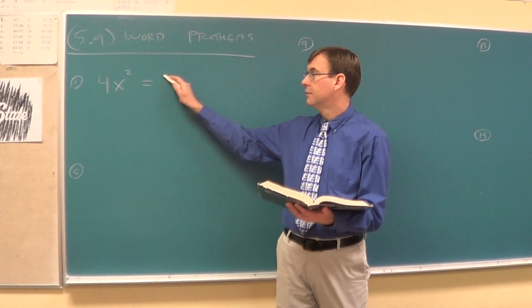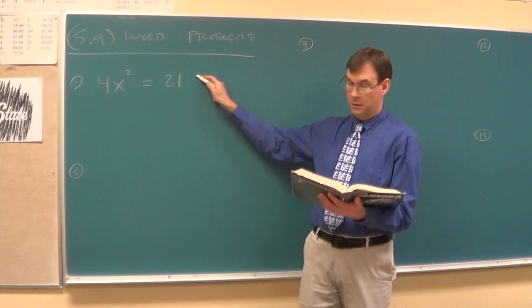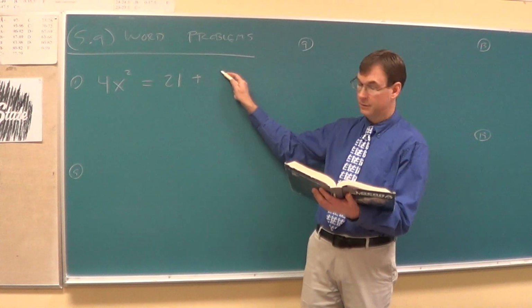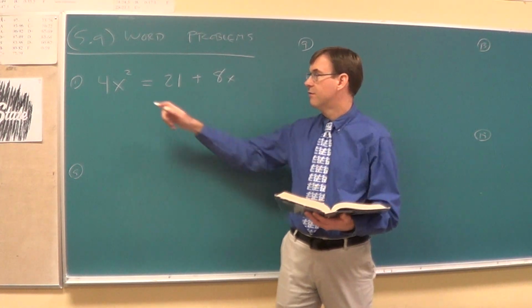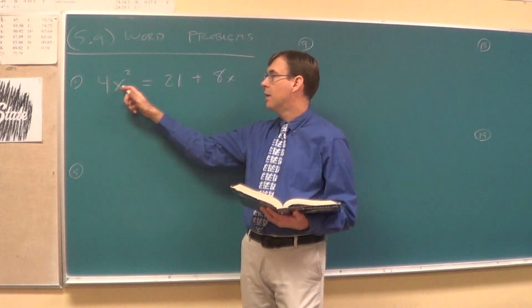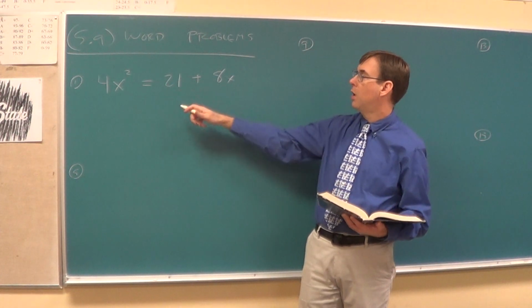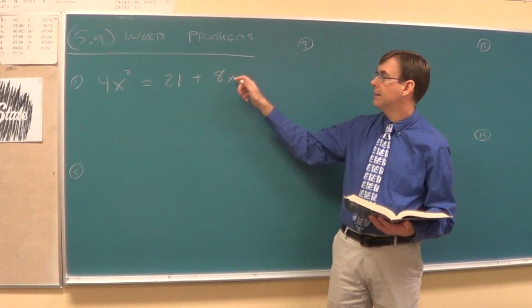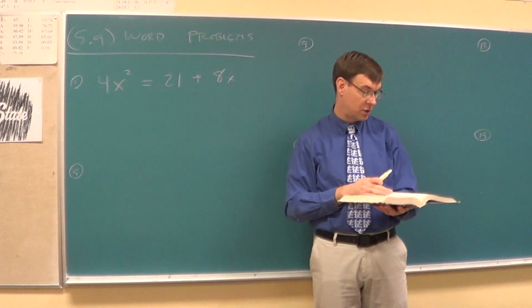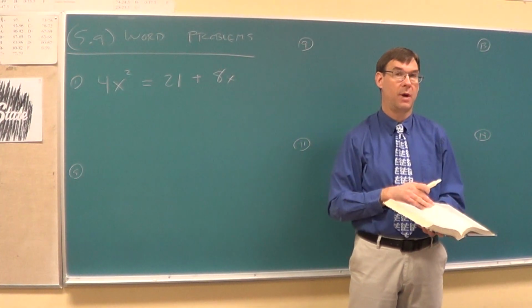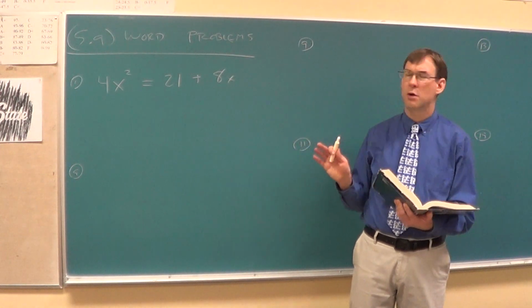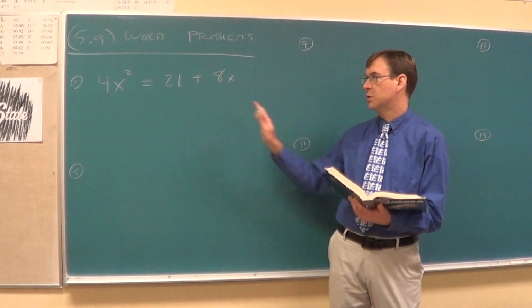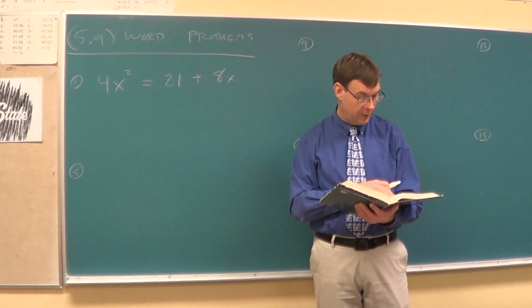Next math thing? 21. Plus 8. Plus for more than. 8x. 8x for the 8 times a number. So it said 4 times the square of a number. That's the is, 21, that's the more than, 8 times the number. That's how 1 gets created. Question about 1, how we created it? We'll come back, I'll finish 2 or 3. You can pick the 2 or 3 I finish, but we'll just get stuff started for now.